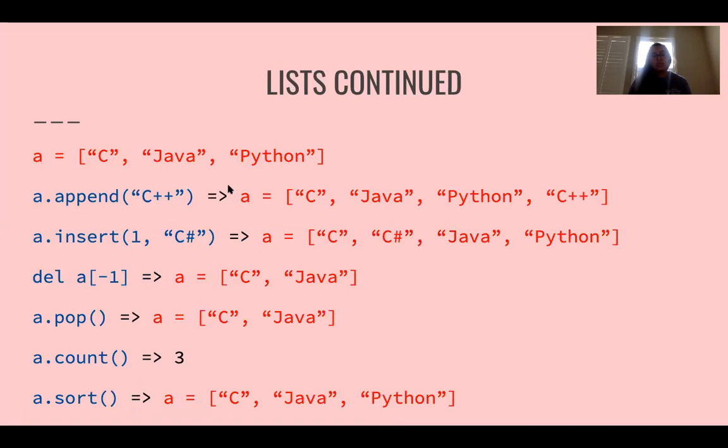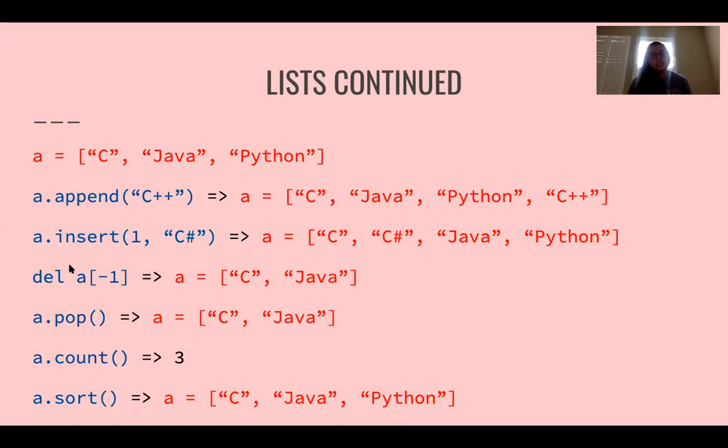So here are some more built-in functions that you can use with lists. Let's say you have the list A with C, Java, and Python. You can .append to the list, so that basically adds an element to the end of the list. You can insert it at a specific location, so this would add the element to the first index, so it just shifts the rest of the elements over.